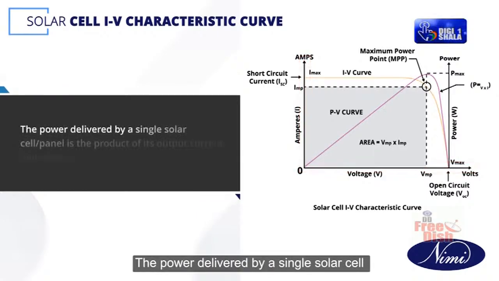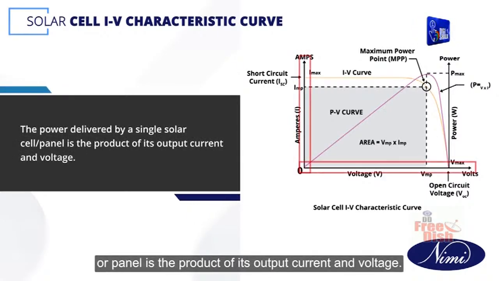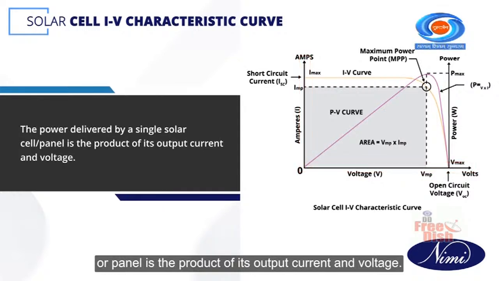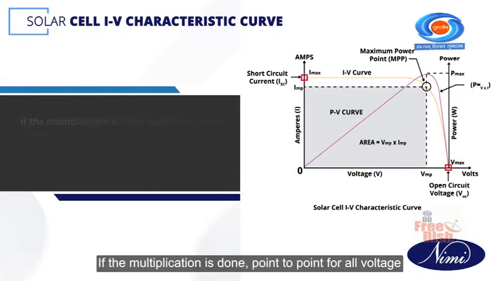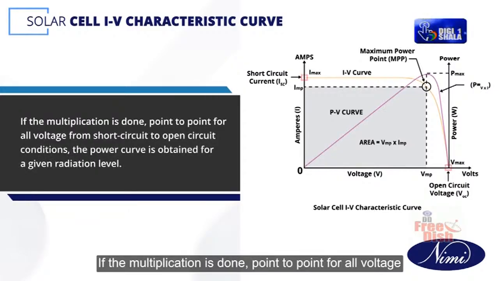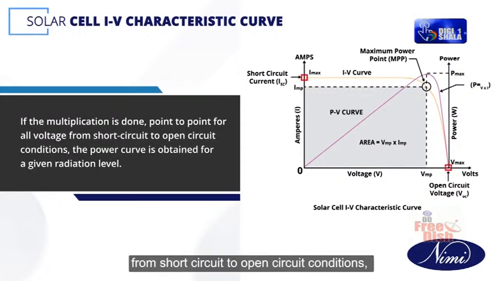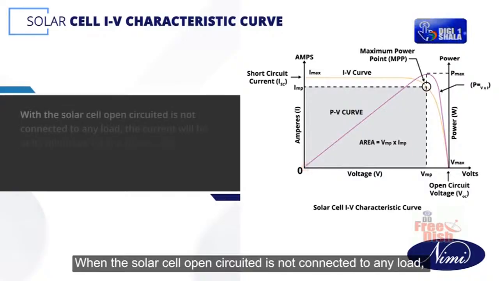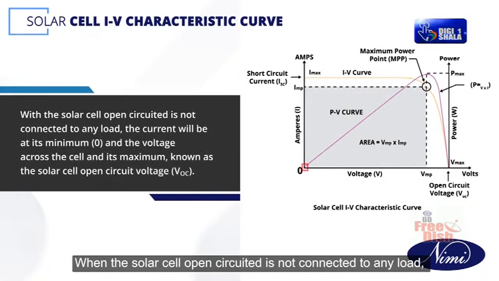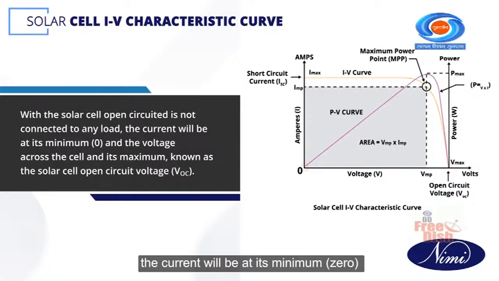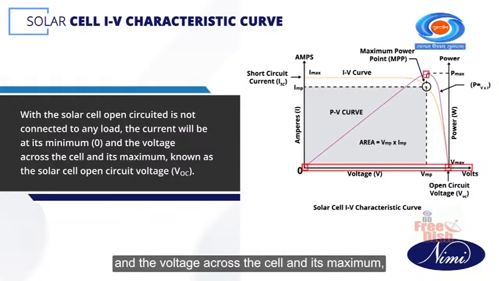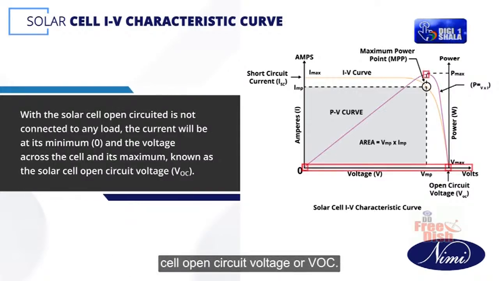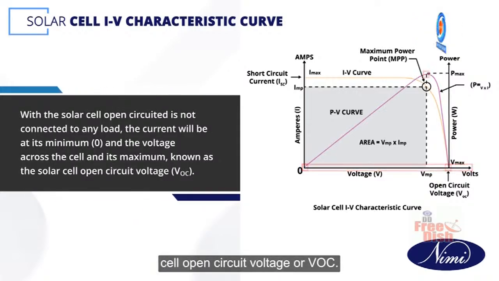The power delivered by a single solar cell or panel is the product of its output current and voltage. If the multiplication is done point to point for all voltages from short circuit to open circuit conditions, the power curve is obtained for a given radiation level. When the solar cell is open circuited, not connected to any load, the current will be at its minimum, 0, and the voltage across the cell at its maximum, known as the solar cell open circuit voltage or VOC.